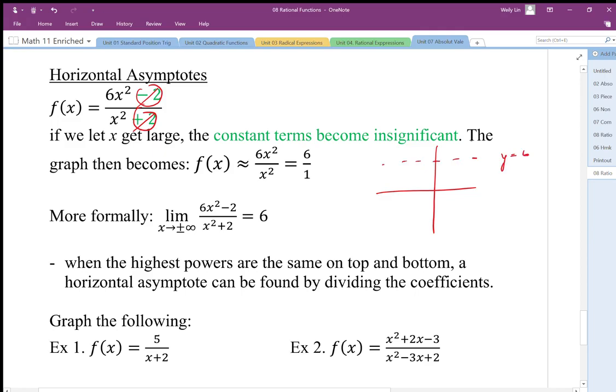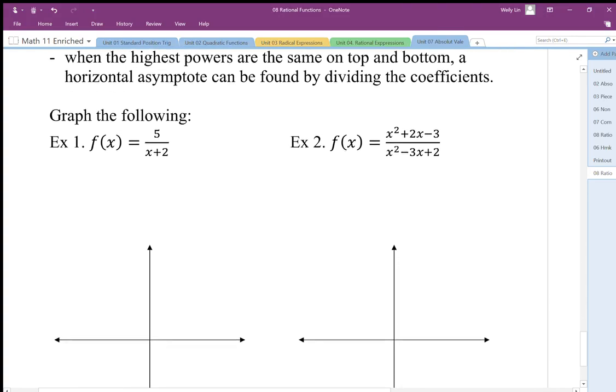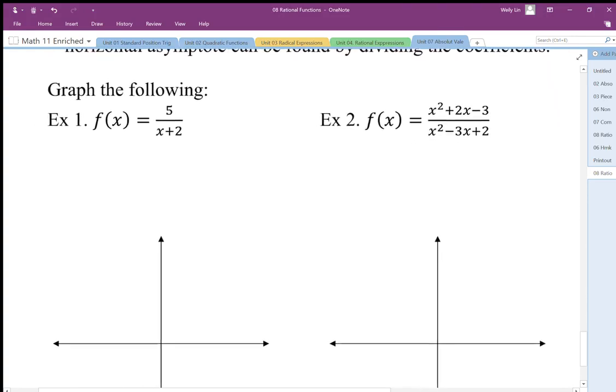Okay, so this is going to have an asymptote along that line. So when the highest power on the top and bottom are the same, we get a horizontal asymptote by just dividing the highest power coefficients. So what happens if the power in the bottom is bigger?